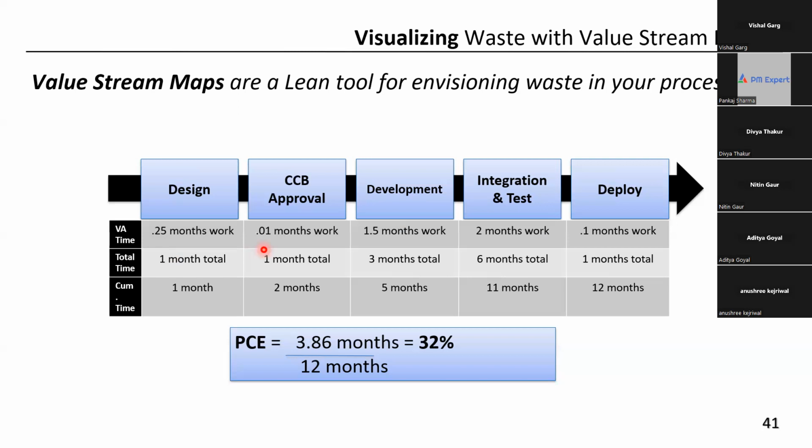Correct. Right? That's why, at a sprint level, we give autonomy to development teams. That's why we are more focused towards having cross-functional self-managed teams so that such things can be minimized, right? Now similarly in development, how much is the value added time? 1.5 months, but 3 months is the total time, right?